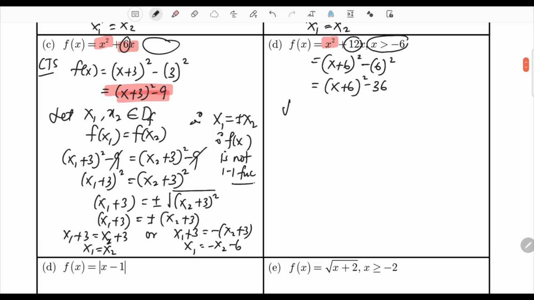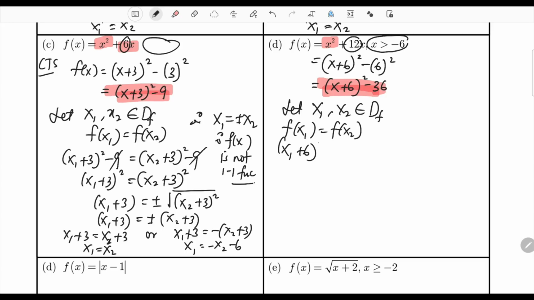So similarly, we let x1, x2 elements of the domain. So similarly, f of x1 equal to f of x2. So can you see here? Same format of doing it. So just substitute into the completing the square form. Okay. So we have x1 plus 6 squared minus 36 equal to x2 plus 6 squared minus 36. Again, negative 36, bring it to the right side. So we can eliminate these two. So we get x1 plus 6 squared equal to x2 plus 6 squared.